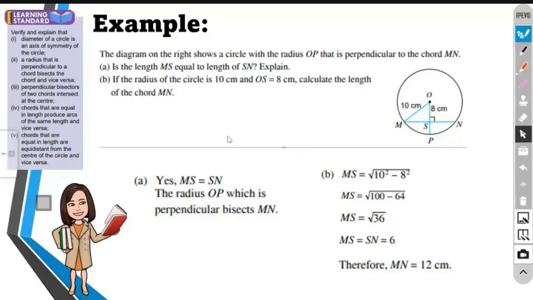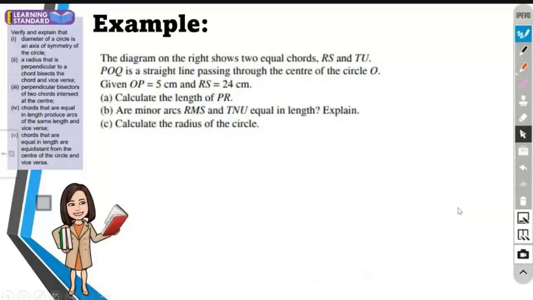There is one more example from the textbook, so I hope you will go through it later. This last one, you have to go through on your own.